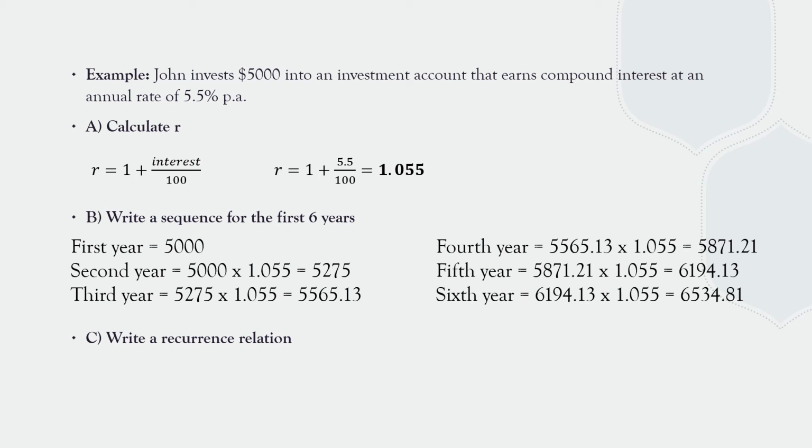Lastly, to write that as a recurrence relation, it would look like this. T1 equals 5,000, the initial amount, or first term. T(n+1) equals that R value, 1.055 Tn. So all that means is we're starting at 5,000, and to get the next terms, we just keep multiplying by 1.055. Make sure to pause this and copy that down.